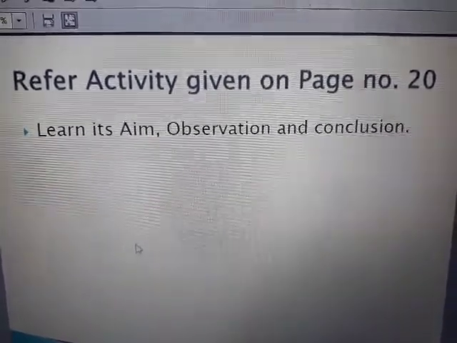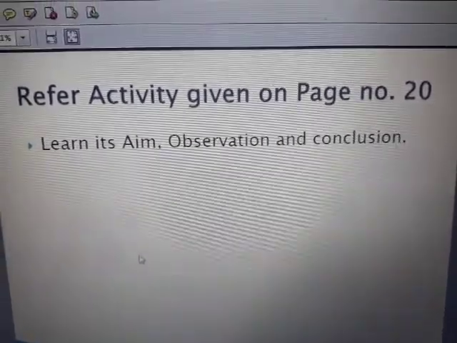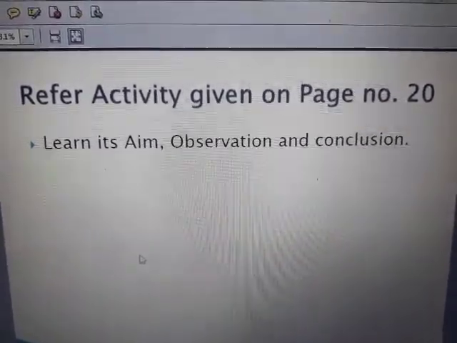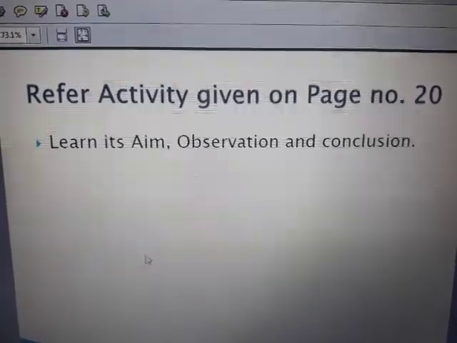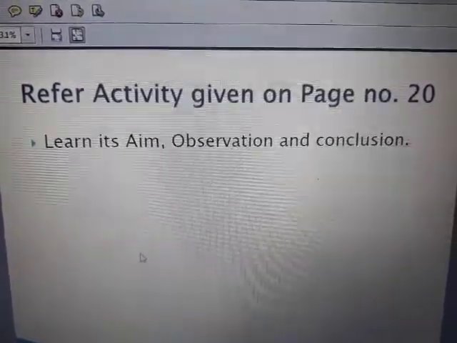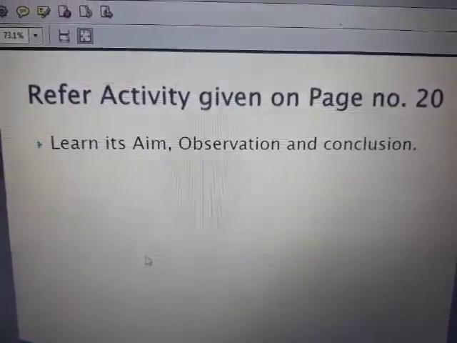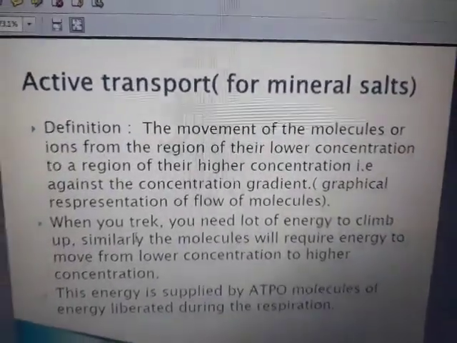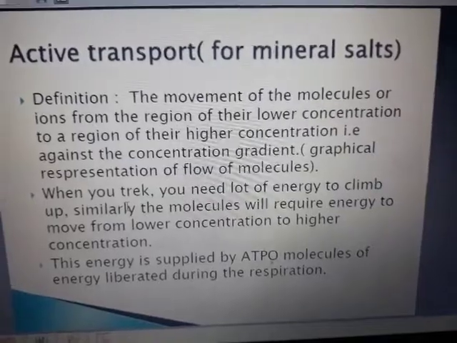Okay, that is also important because we cannot just keep on covering each and every activity. Two of them I have read out for you. There are two I have given you to do by yourself as an assignment. You will enjoy it also, children. Do it, and tell me the observation first and then the conclusion. So next, the last process is active transport.